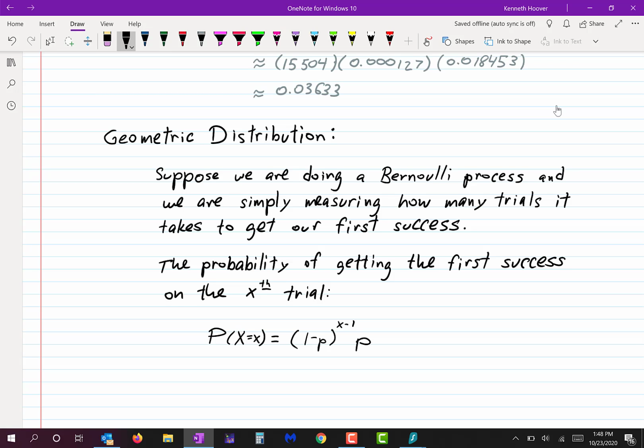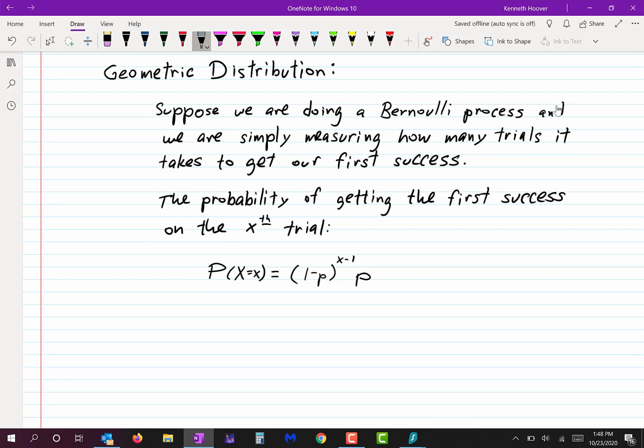Suppose you're flipping a coin. What is the probability that your first heads won't happen until the 7th flip? Suppose we are flipping a coin.